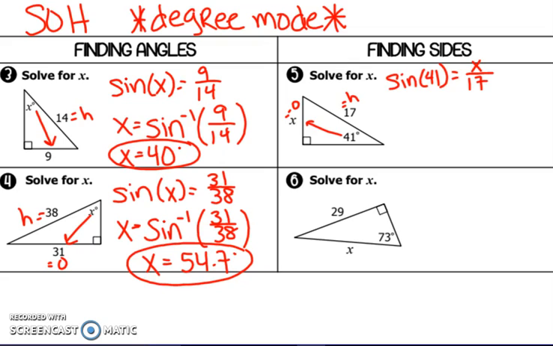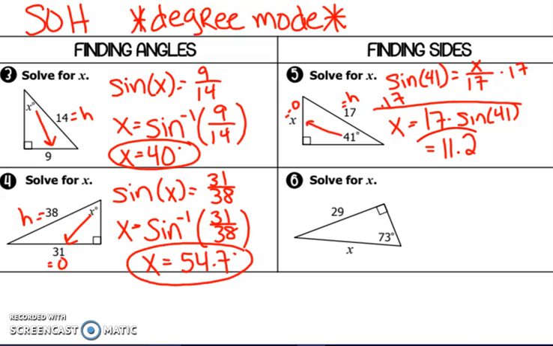In this case, we need to solve for x. Well, 17 is on the bottom, so I'm going to multiply both sides by 17. x is going to equal 17 times the sine of 41. And you can type that right in your calculator, giving you a total of 11.2. So my side x is equal to 11.2.